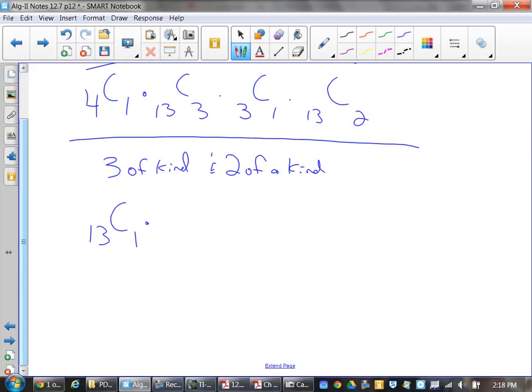Of those 13 cards, once you pick one of them, how many cards of that kind are there? 4 of them. How many of them do you want? 3. Now you have to pick another kind. 12 choose 1. Very good. Because you've already picked one kind, you want another kind, so there's going to be a 12 choose 1. Of that kind, how many do you want? 4 choose 2.